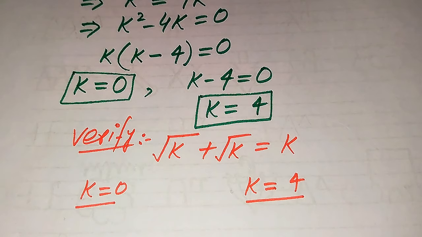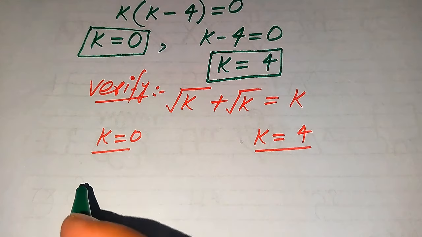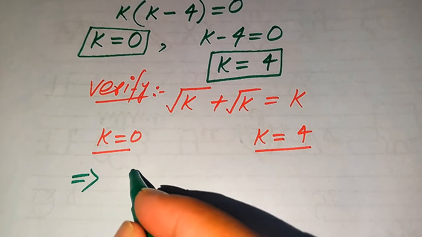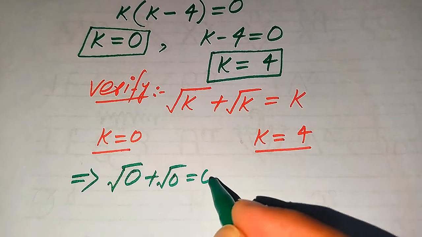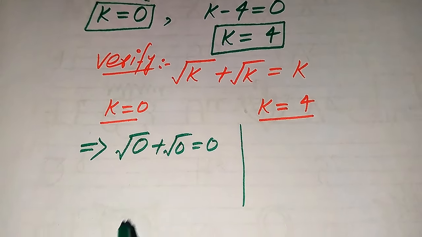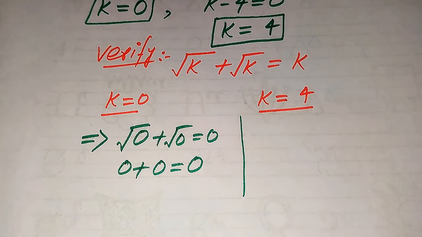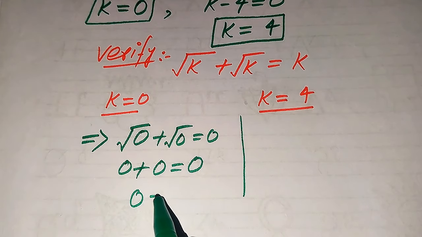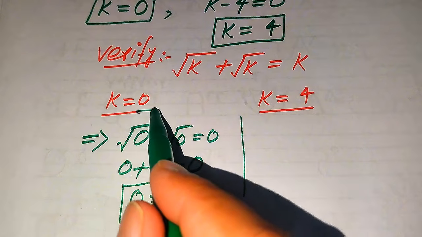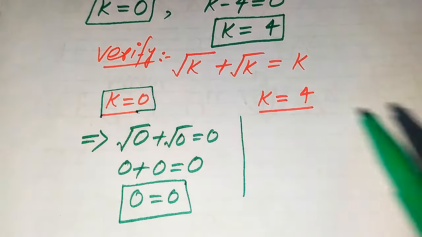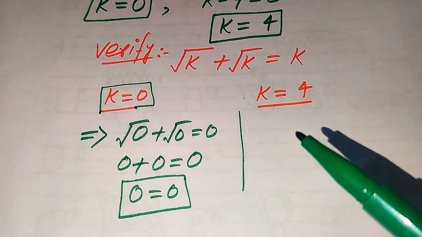So now first we need to focus on k equals 0, and when we put k equals 0 on both of the sides, it will be written as square root of 0 plus square root of 0 equals 0. And you see here square root of 0 becomes 0, plus 0 equals 0, and we easily get 0 equals 0. So this shows that the value k equals 0 satisfies our given question statement. So k equals 0 is the first solution of the given equation.